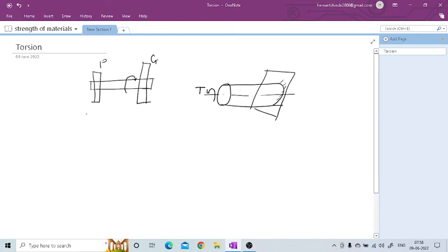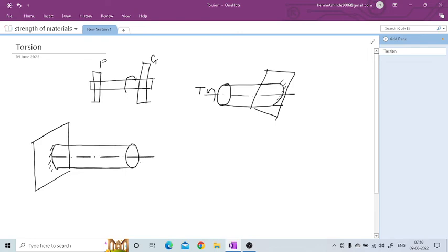For the derivation I am going to draw the same figure which is shown above, but in the opposite direction, meaning I am going to keep the fixed point on the left side. So this is the fixed end. Along the axis we have applied the torque, so I'll show the torque along this axis. This end is rotating and this end is opposing, so it is subjected to twist.